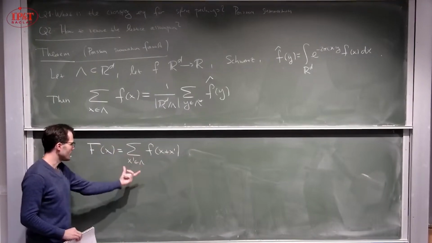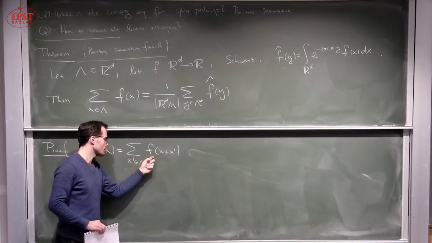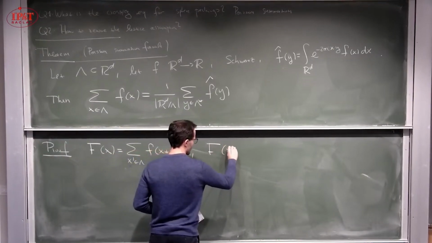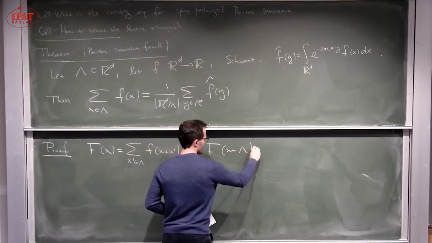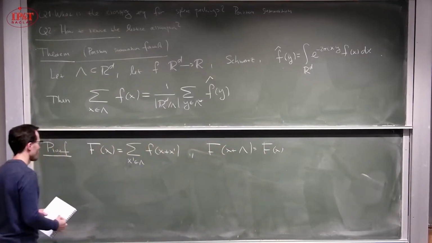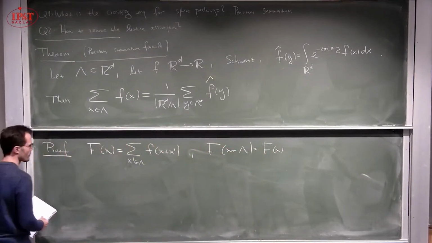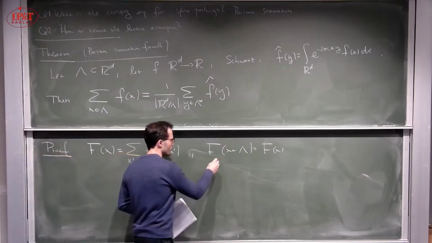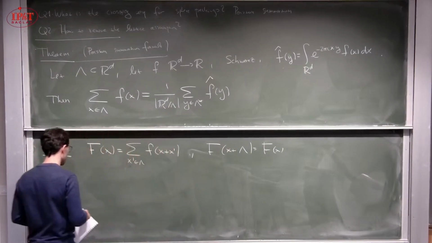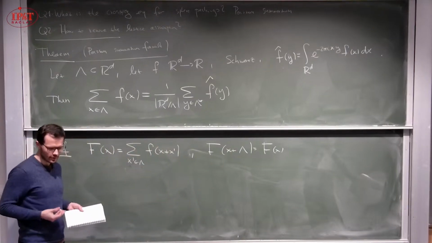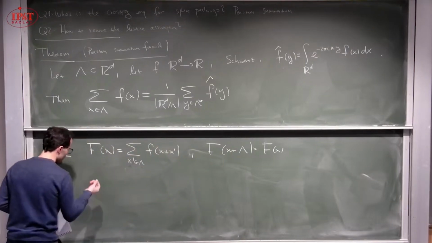Now, first of all, this certainly converges because f is Schwartz, and capital F is periodic, meaning that if you shift x by any lattice vector, you get capital F back. Because F is periodic, you can decompose it using the Fourier series, and like we said, the basis for Fourier series are plane waves whose momenta are in the dual lattice. So that's why the dual lattice appears.